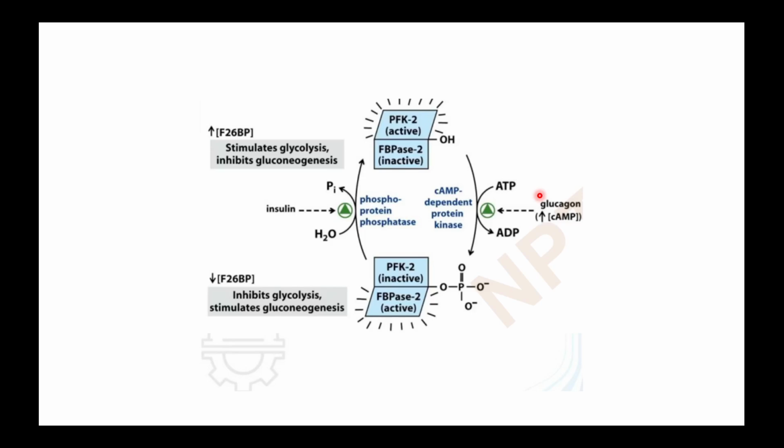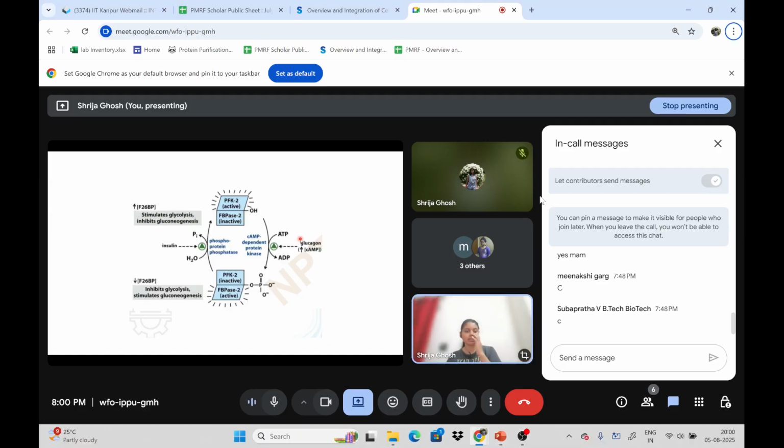Once insulin is secreted, in that case phosphoprotein phosphatase is activated, and then again dephosphorylation of this bifunctional enzyme occurs. Dephosphorylation leads to PFK2 activation, and that active PFK2 can now synthesize more and more fructose 2,6 bisphosphate that can stimulate glycolysis and inhibit gluconeogenesis. Okay, is this part clear?